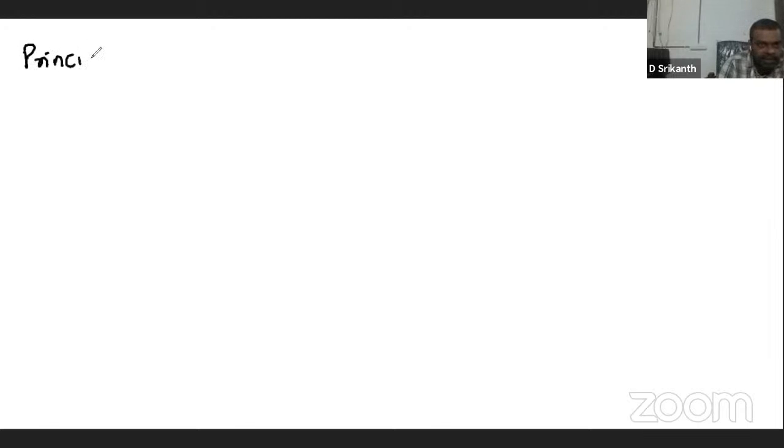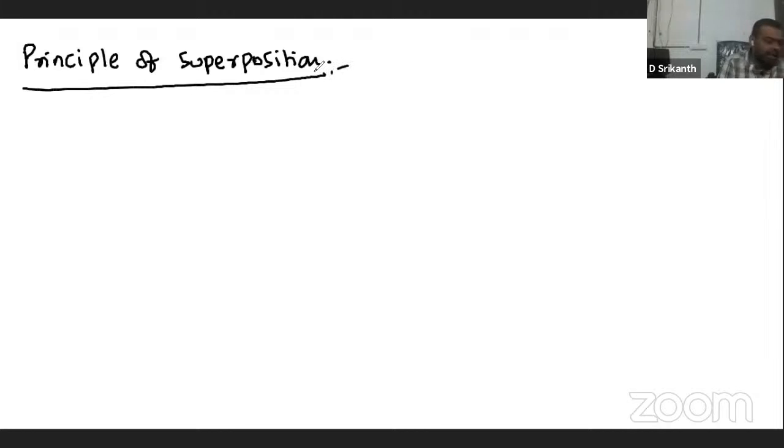Next point is the principle of superposition. This is Huygens principle and its application in reflection of light and refraction of light. It is an important topic for board exams. In the entrance exams, either MHT-CET or BITSAT or JEE Mains, they ask only theoretical questions, that is, only the application of Snell's law.